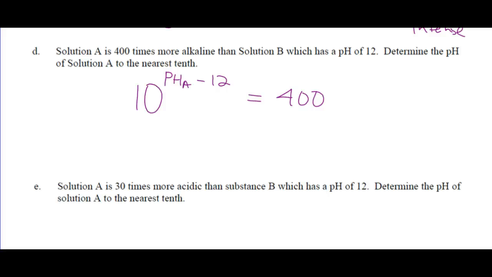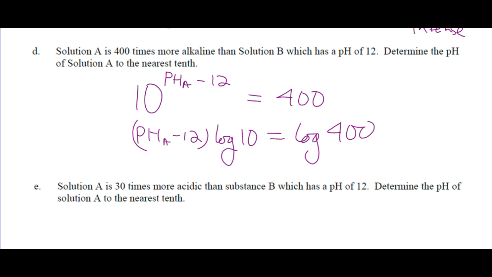How do we solve this? Take the log of both sides. So it becomes the pH of A minus 12 times the log of 10 is equal to the log of 400. What's the log of 10? 1. That's the nice thing when you're working with scales based on base 10: when you move the exponent down, it's just times log 10, which is just 1. So the pH of A is simply log 400 plus 12, which is 14.6, to the nearest tenth.